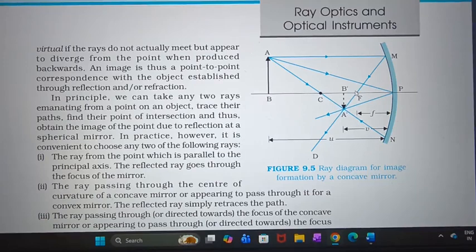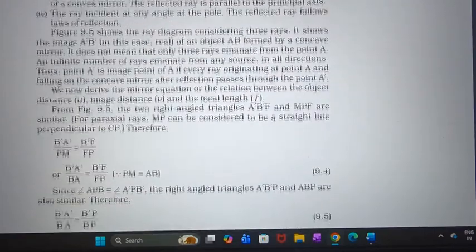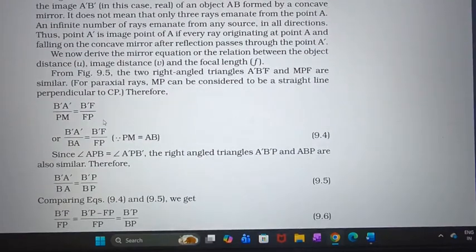Now between principal focus and pole, the distance will be the focal length. This is the image. Between image and P, represented by V, is the image distance. Between pole and the object, represented by U, is the object distance. Now, so the proof goes like this.